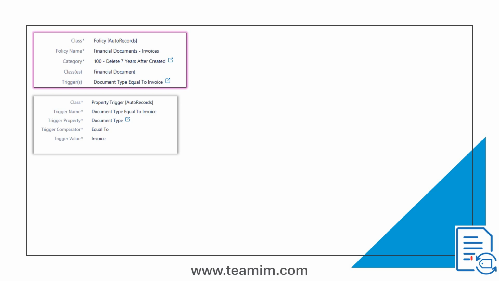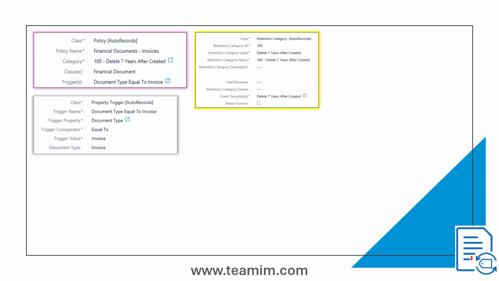Importantly, since the document type is a single select list and not a text field, we have one more step. For drop-down lists, behind the scenes, mFiles assigns IDs to each value in the list. To ensure we get the right ID for our invoice values stored in the document type drop-down list, we will add the document type property to the metadata card and select invoice. With the trigger set, we have told the policy to include financial documents, but only those whose document type is equal to invoice. Now let's look at the retention category.